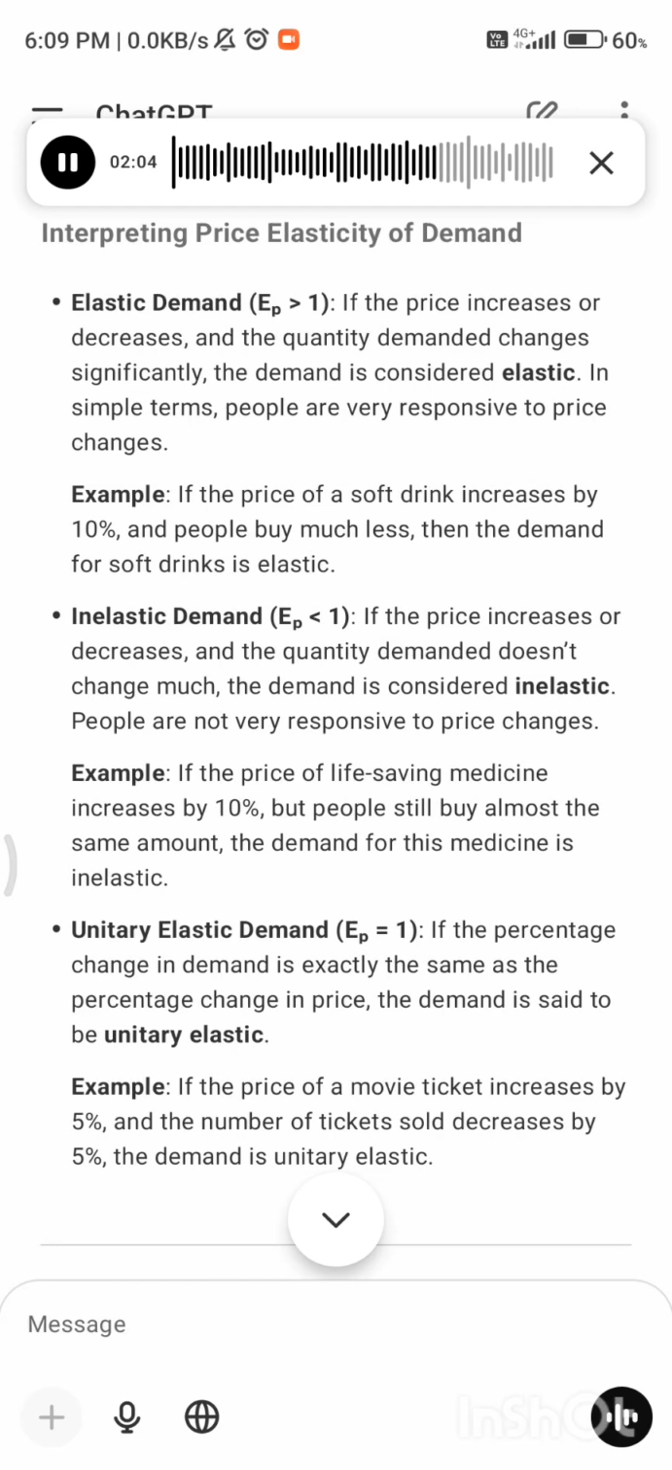Unitary elastic demand, E = 1. If the percentage change in demand is exactly the same as the percentage change in price, the demand is said to be unitary elastic. Example: if the price of a movie ticket increases by 5% and the number of tickets sold decreases by 5%, the demand is unitary elastic.